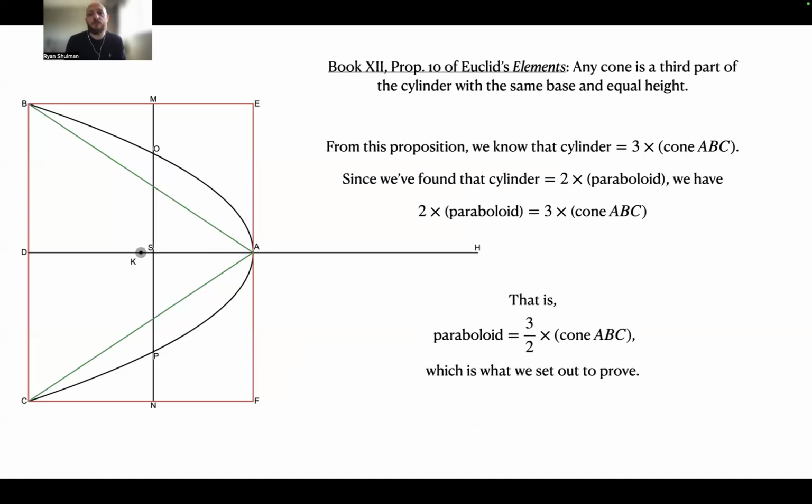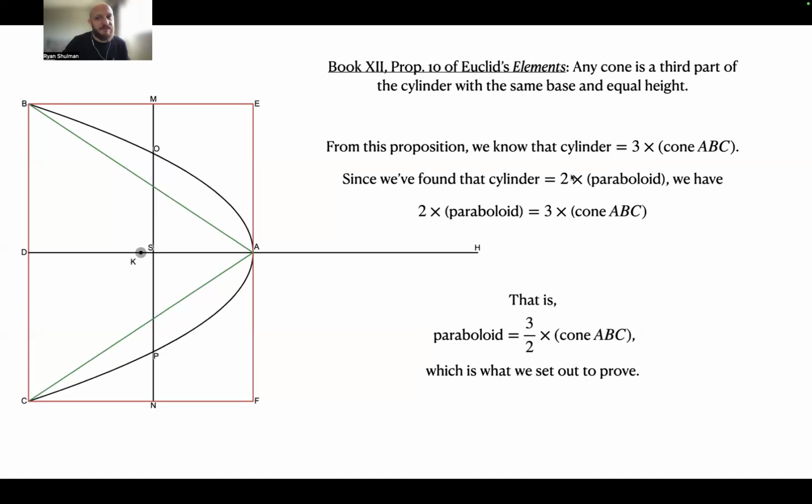And now we're going to use a proposition from Euclid's Elements. From Book 12, Proposition 10, we have that any cone, the way it's stated is, any cone is a third part of the cylinder with the same base and equal height. Meaning that a cone is 1/3 of the cylinder that contains it. So now we're actually talking about the cone that we wanted to be talking about this entire time. So what this is saying is that this cone, the green cone BAC, is 1/3 of the cylinder, or stated differently, the cylinder is 3 times the cone ABC.